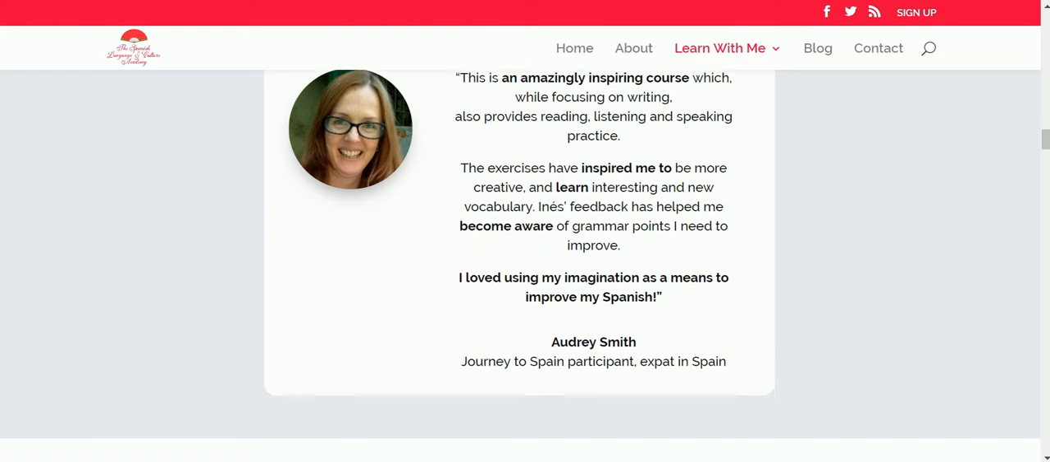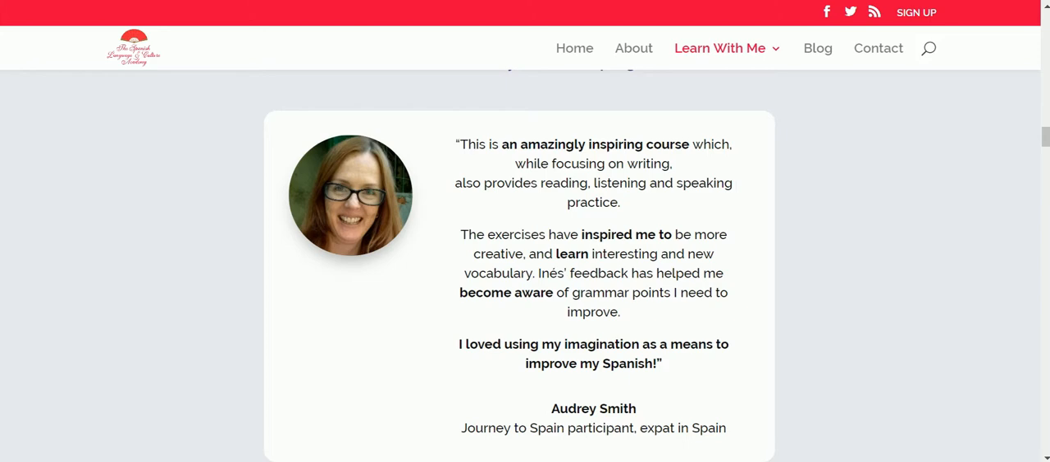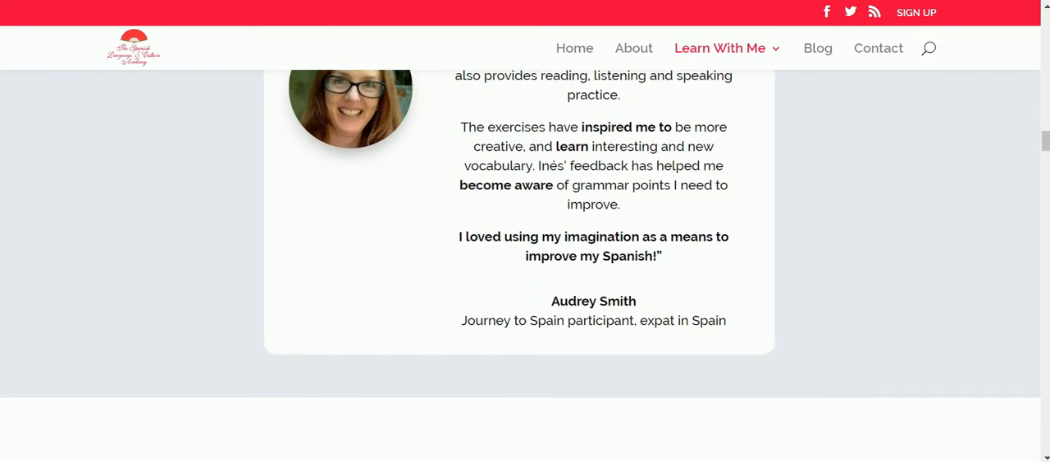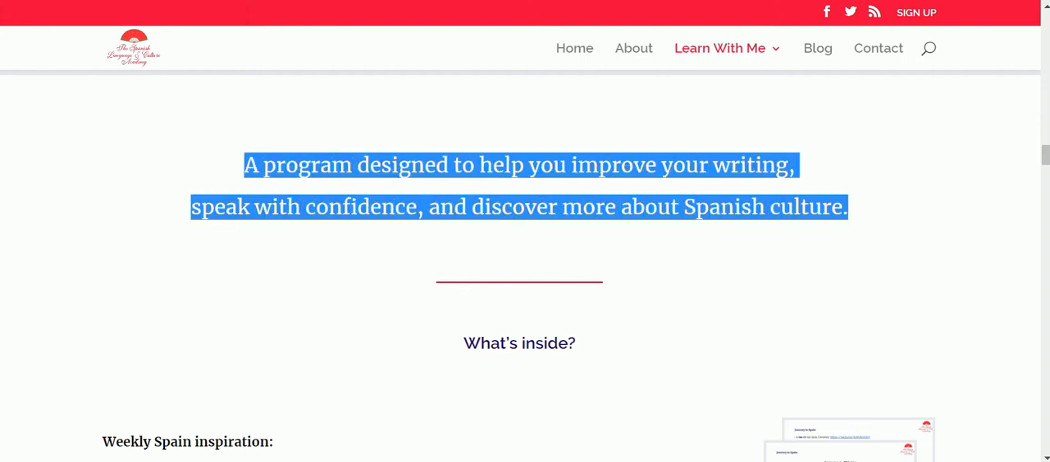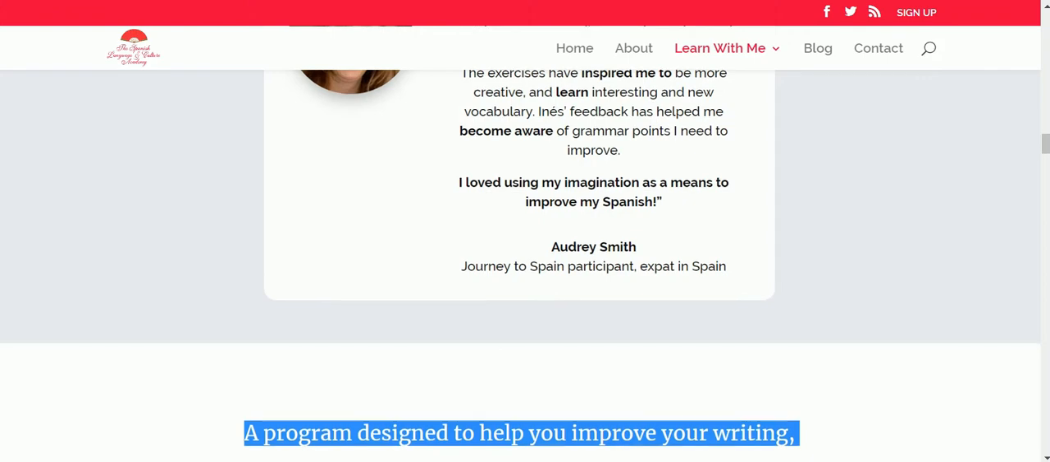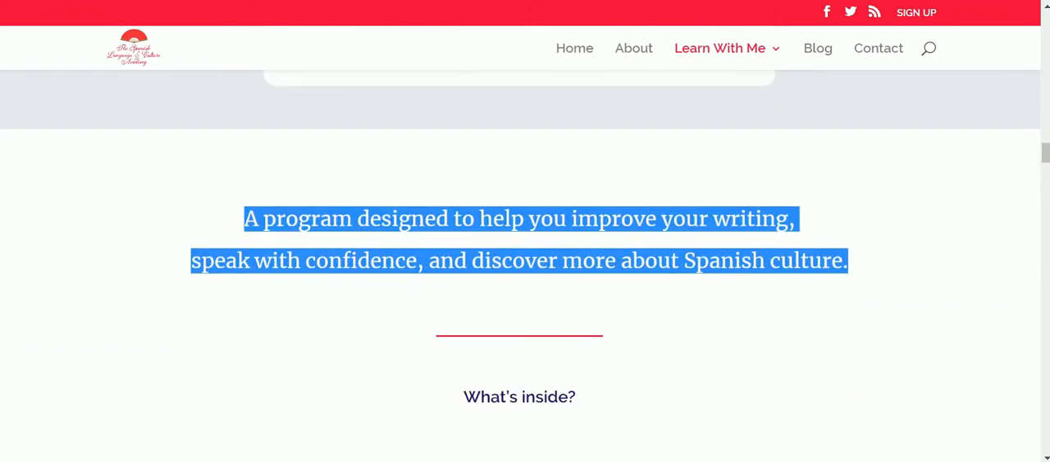Moving on, but I mean, I like that you have a photo and the name and everything else. A program designed to help you improve your writing, speak with confidence, and discover more about Spanish culture. That's such a good sentence. Why is it so late on the page? You know, you need to pull it up because it's concrete. You may even make it your subtagline. A 4 weeks program designed to help you improve your writing, speak with confidence, and discover more about Spanish culture. What a great subtagline, okay?